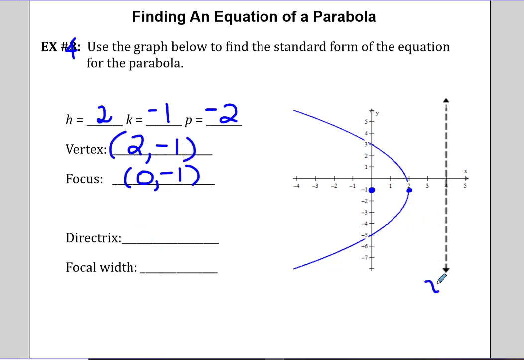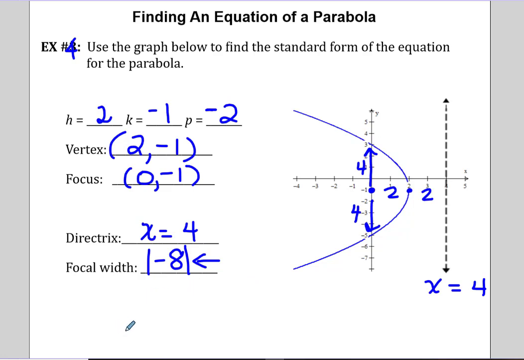The directrix is at x equals 4. And if this distance is 2 and this distance is 2, then this would have to be 4 and 4. So our focal width would end up being 8, but because it's going this way, it would have been a -8 since it's facing toward the left.